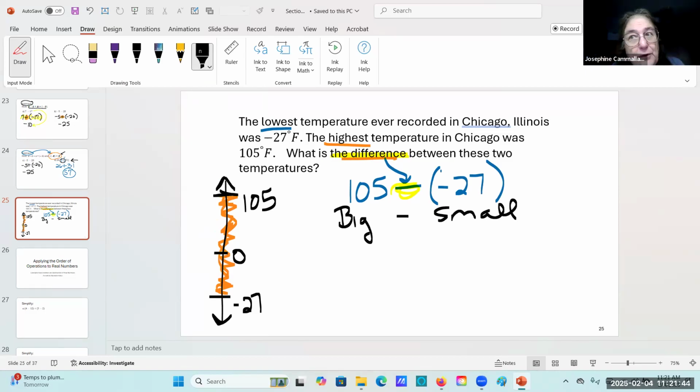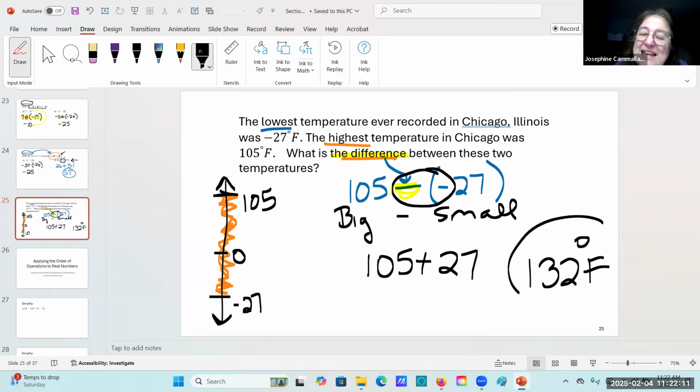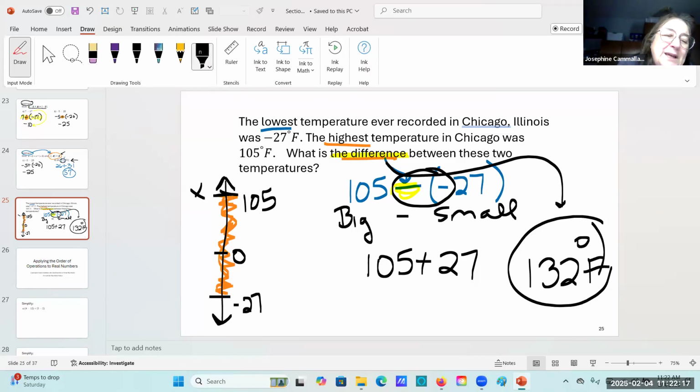What number's bigger? 105, that's hot, that's a positive number. What's the lowest or smallest number? The negative. And what does this mean? 105 plus 27, which means the difference is 132 degrees Fahrenheit. This is the difference between this point and this point. How many little numbers do I have? I have 132.